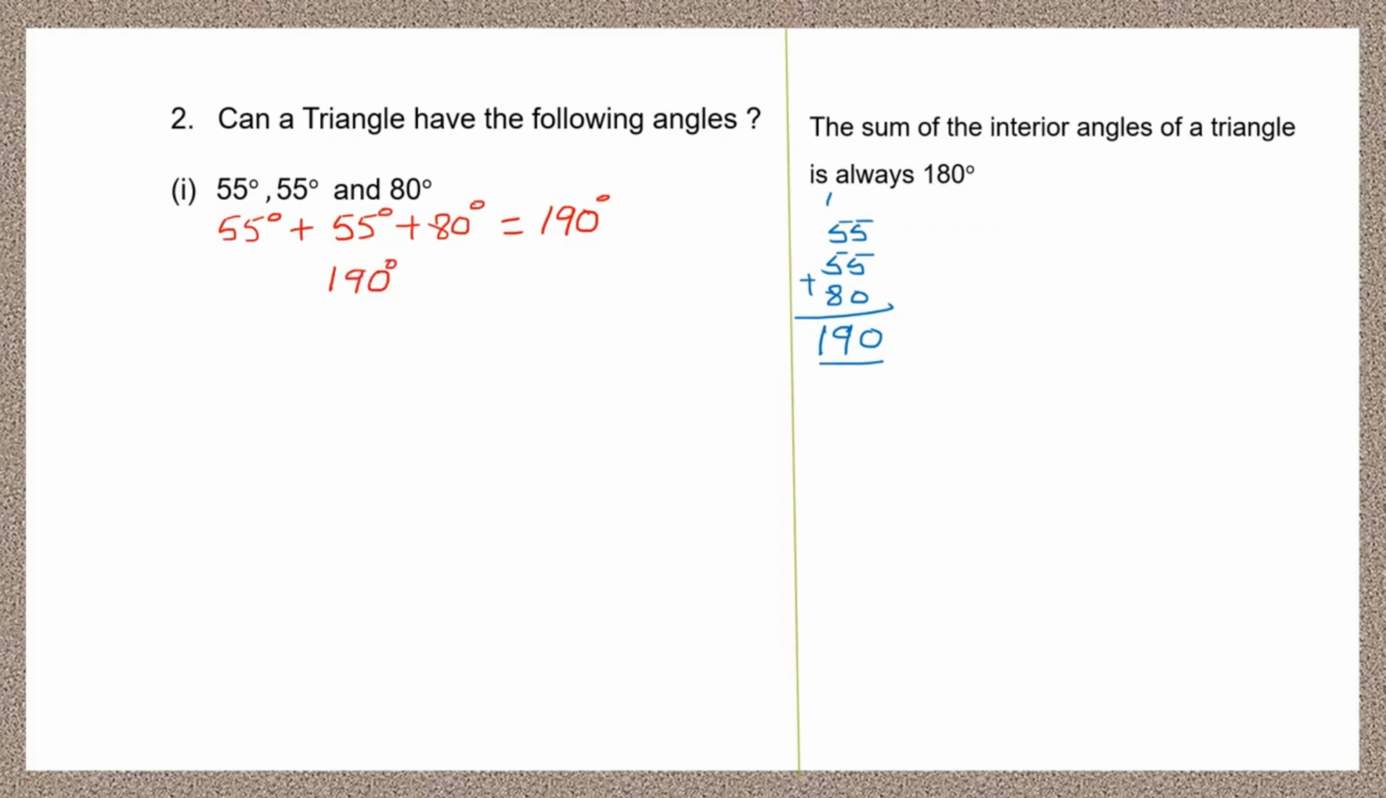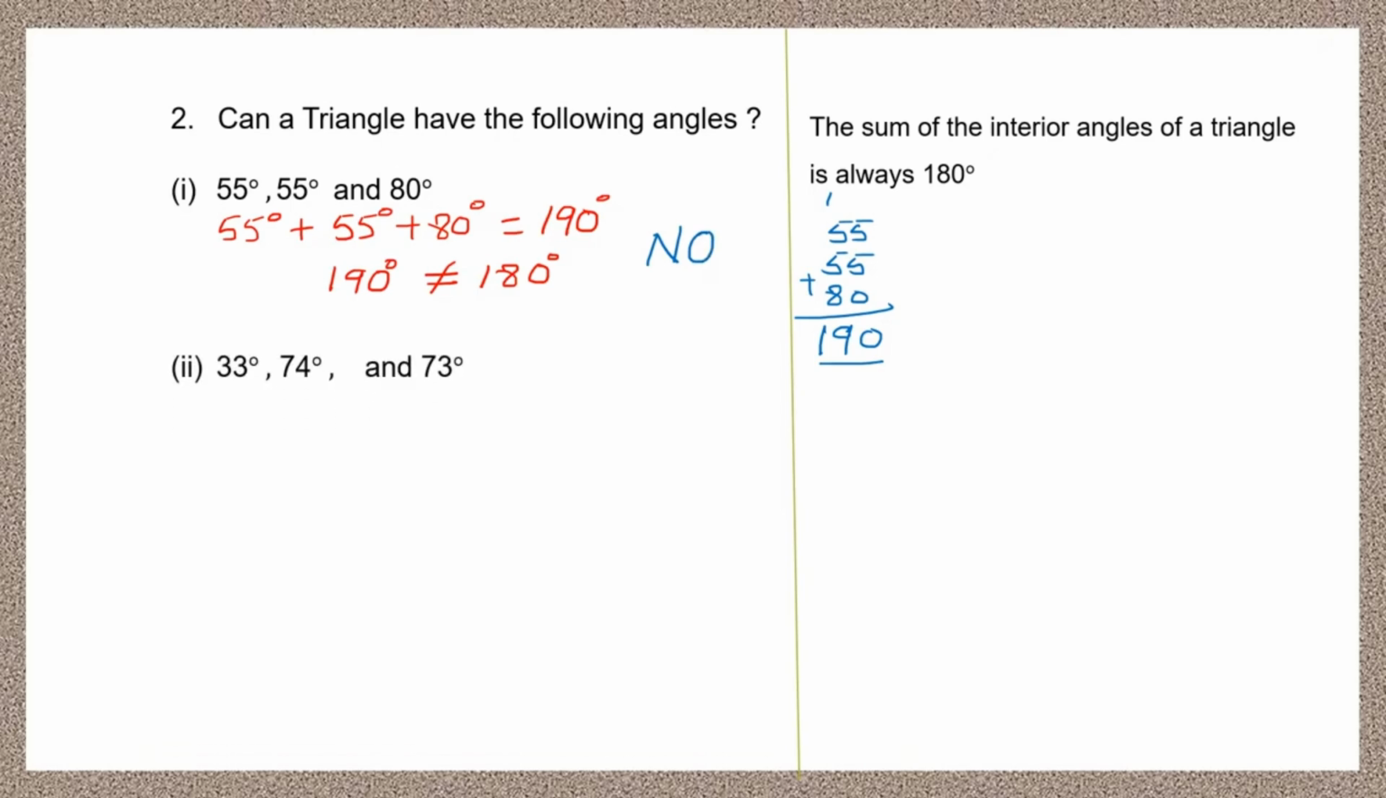190 degrees is not equal to 180 degrees, which is the condition if these three angles should be part of a triangle. So can a triangle have the following angles? No, a triangle cannot have these angles. So the answer there is no.